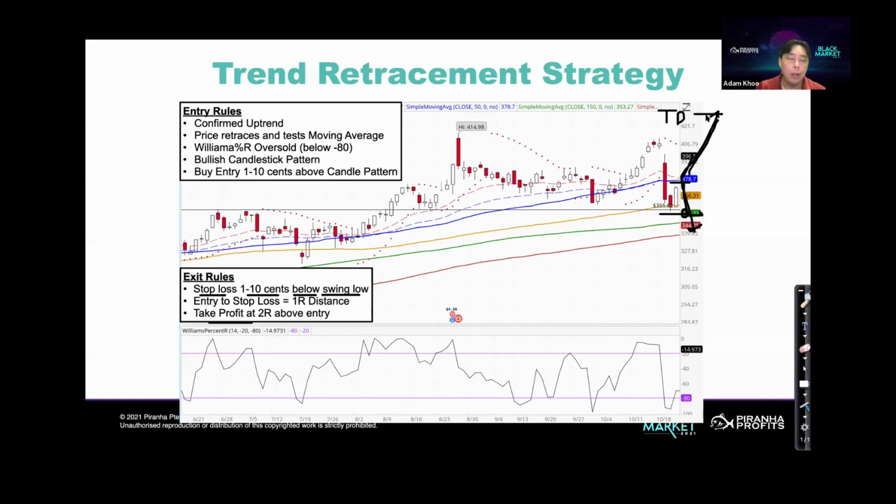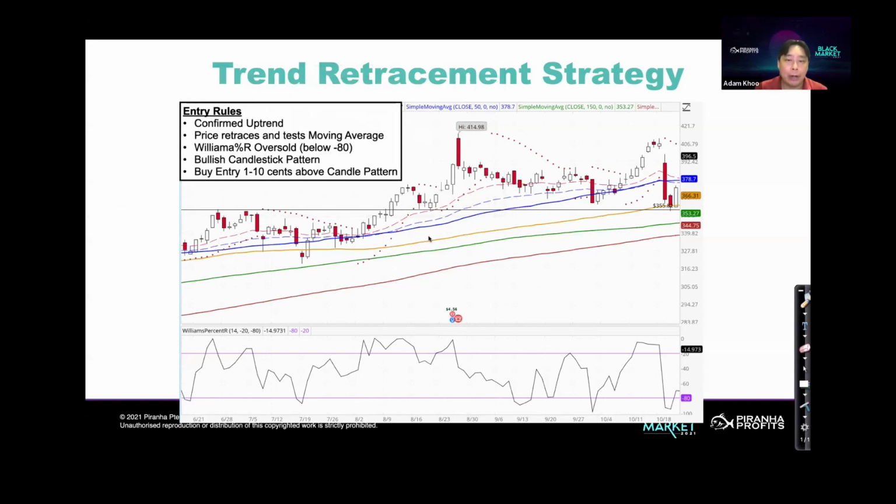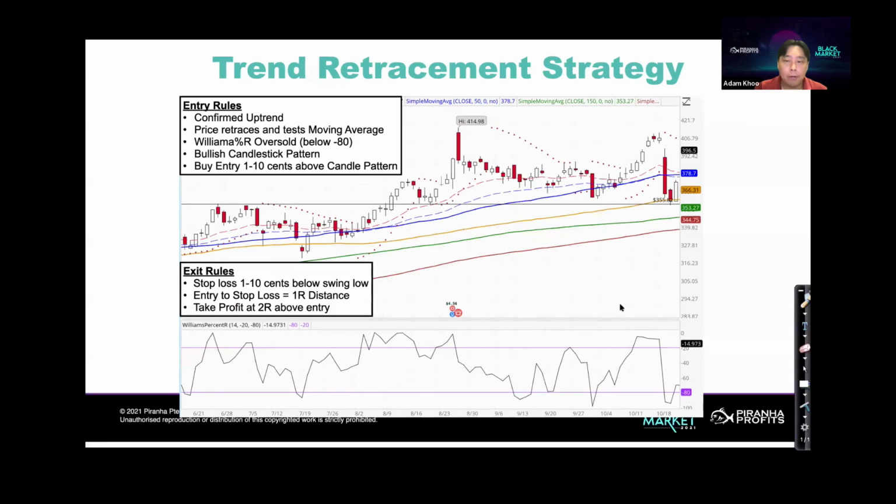So let me show you in more detail right now. By the way, this stock I'm talking about is ULTA, and I took this trade about 2 weeks ago. In fact, when I took the trade, I posted it on my Telegram chat group for my students.